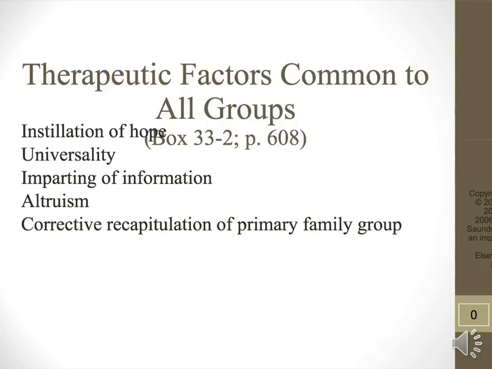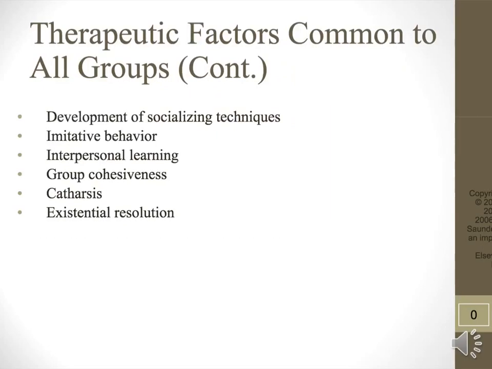When you have corrective recapitulation of the primary family group, this is where members repeat patterns of behavior in other areas that they have learned in their own home environment or from their families. And so the leader should give them some type of feedback, as well as their peers, where they can actually start learning their own behaviors and quit repeating what they've seen in the home or what they've been raised with. Then we have your development of socializing techniques, and this is where people learn new social skills, either by modeling or from others' feedback. Imitative behavior, again, this is copying behaviors that they're learning, and learning how to adopt better habits than what they were using before.